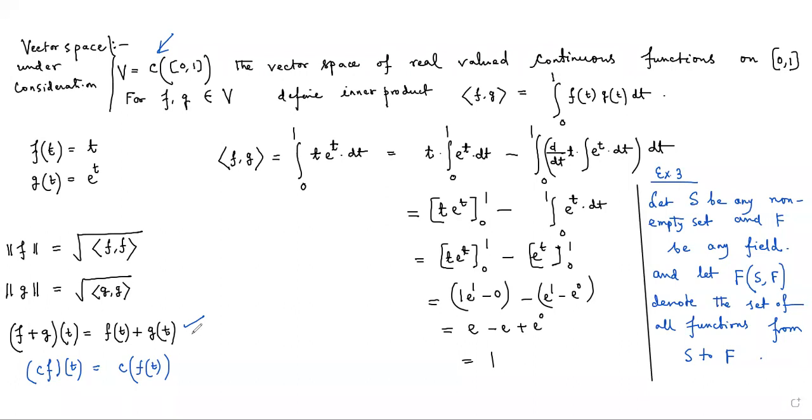And therefore you need to calculate, since (f plus g)(t) is equal to f(t) plus g(t). What is f(t)? It is t. And what is g(t)? It is e to the power t. So you can calculate the thing in this particular manner. Two functions are added in this particular manner. Once they are added, you have got the function, then the rest is just a calculation. You can calculate the norm of f, the norm of g, and also the norm of f plus g.